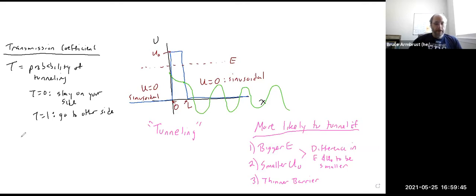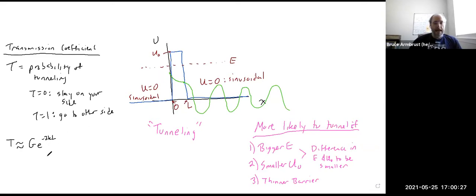Now, this is an approximation, but it's approximately equal to this. I'll explain what everything is here in a second. So we get T ≈ G e^(-2KL). And L is the width of the barrier. So you can see as L gets bigger, this probability drops. As L gets smaller, this probability goes up.